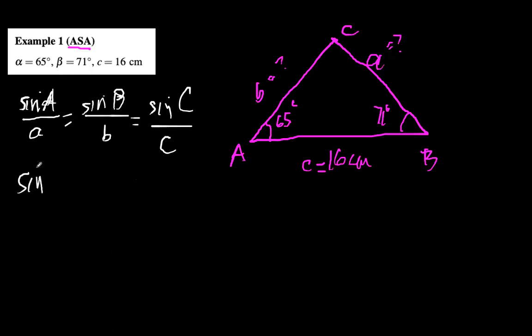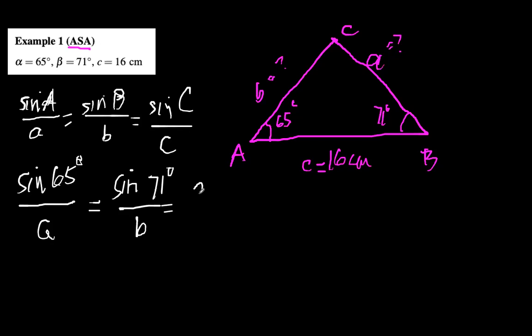Sine A, what is our A? 65 degrees. And don't forget to set your calculator to degree mode, so the calculator gives the correct value. Over A, then sine B, what is the beta? That's 71 degrees, over B, there is no B. And sine C, there is no angle C, over 16 centimeters. So this is now our formula.